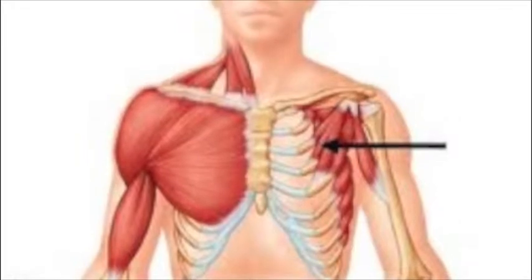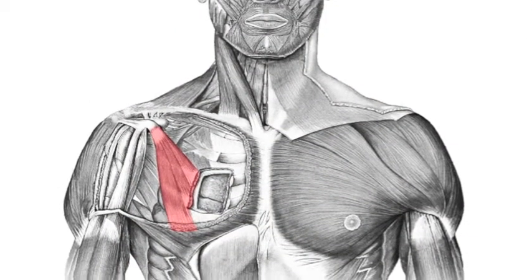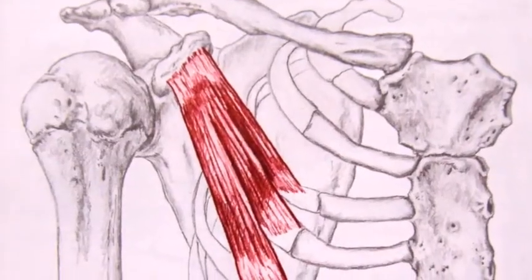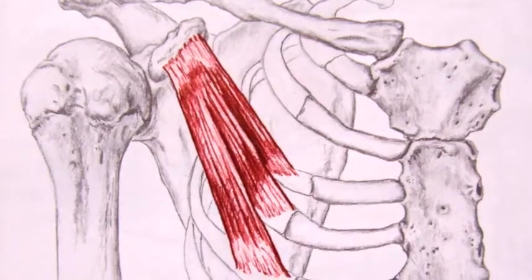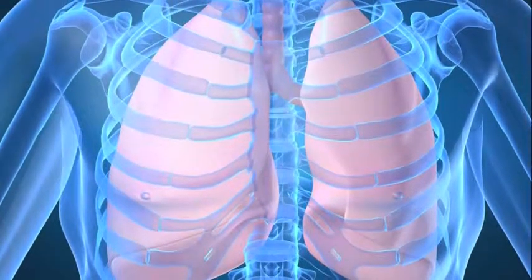Now, the pectoralis minor muscle originates only on the first 3 ribs and inserts on the scapula. Its function is to assist with drawing the scapula forward and down, and also elevates the ribs. By elevating the ribs, it helps us to breathe.